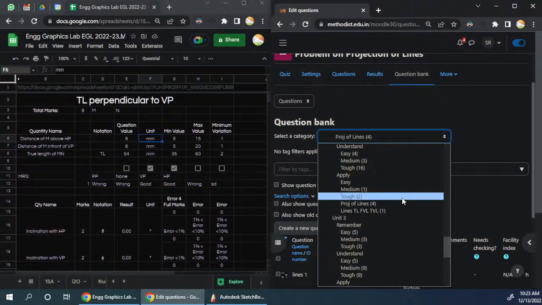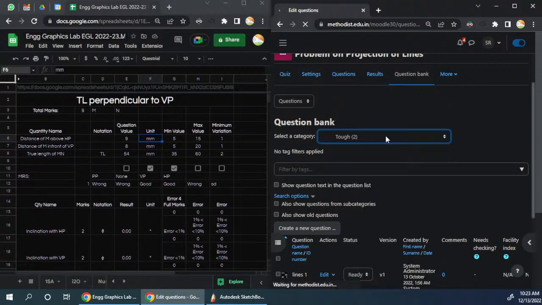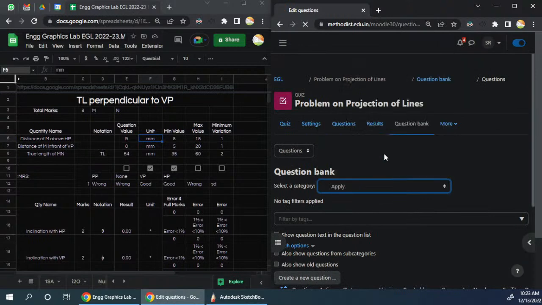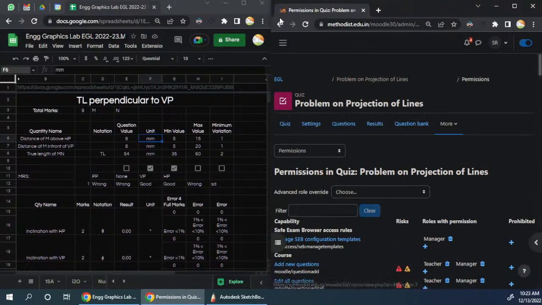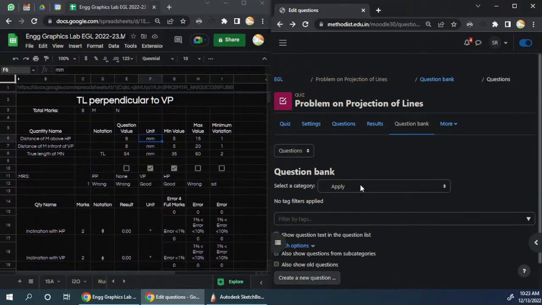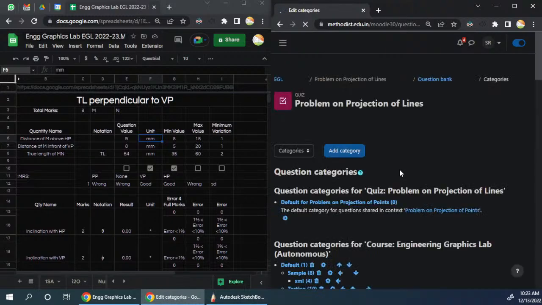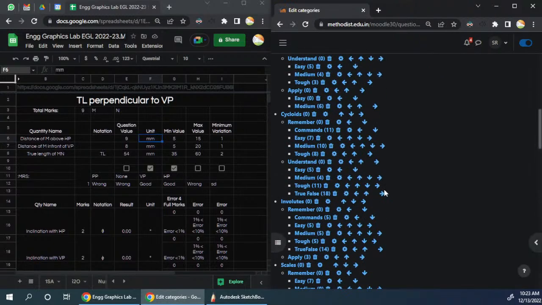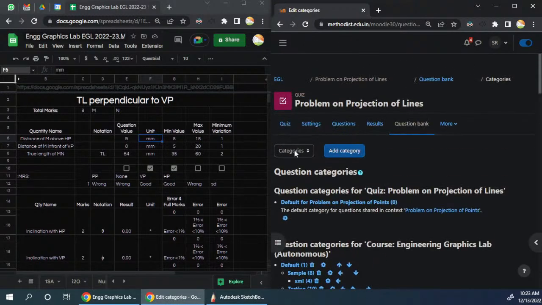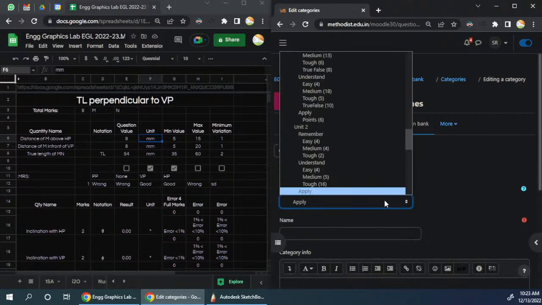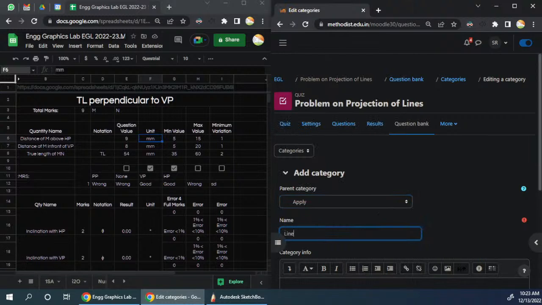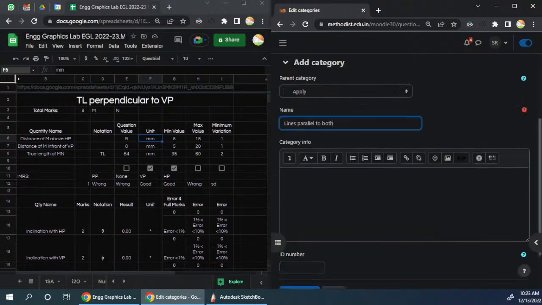Alright, so I guess we need to create some new categories. So let's go to apply level. Go for categories. And we need another category here. Perpendicular. Yeah, out of this. And parallel to both.